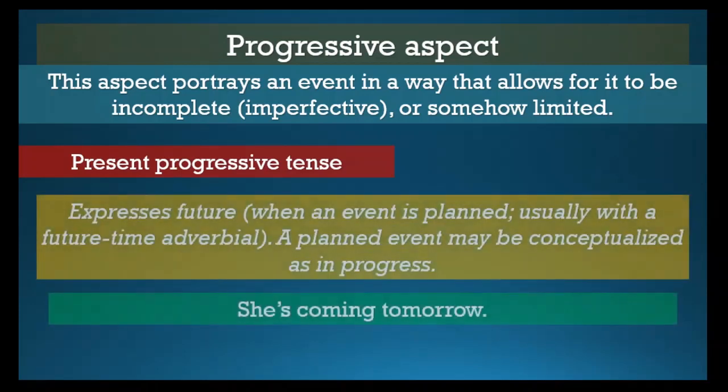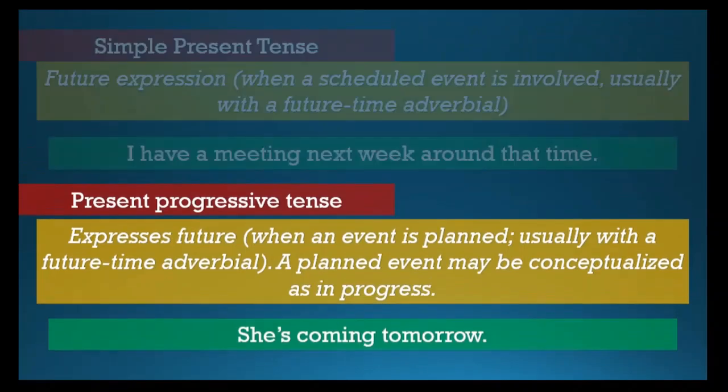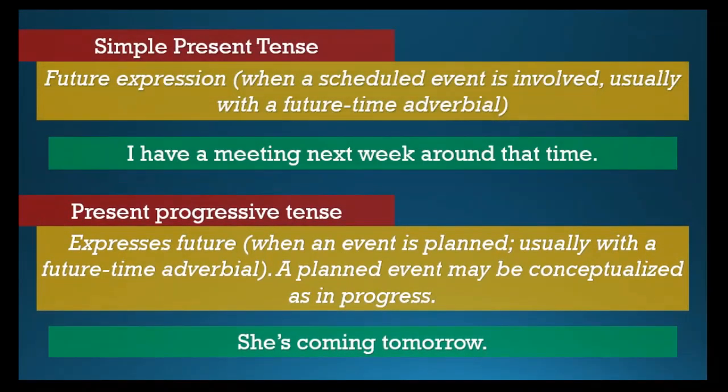Now, like the simple present, present progressive may also express future events. This only becomes grammatically correct if the event is planned and the utterance is supported by a future time adverbial, like in the example, "She's coming tomorrow." However, class, these two combinations of tense aspect differ because in the present progressive, one may say that the verb "coming" is in the process of being accomplished already.